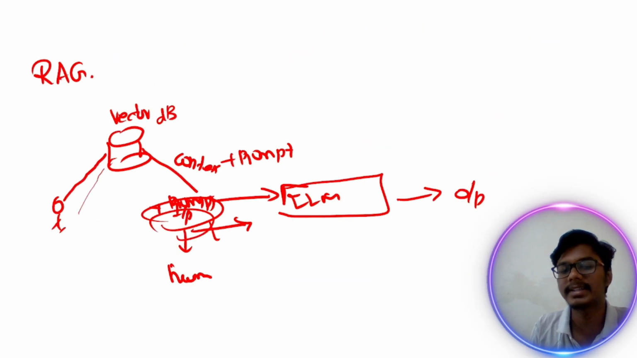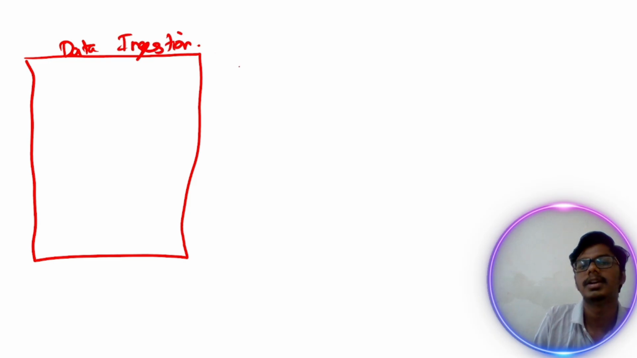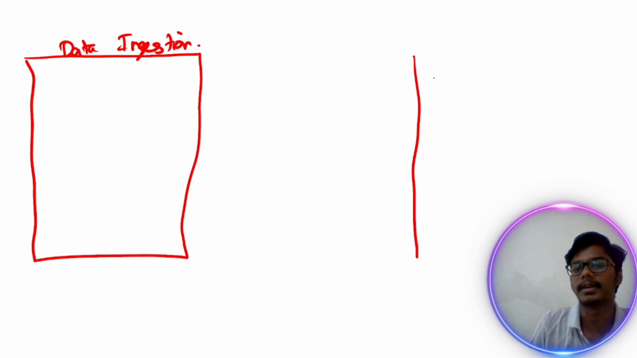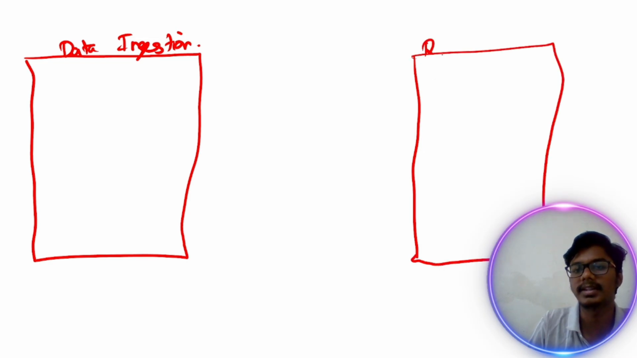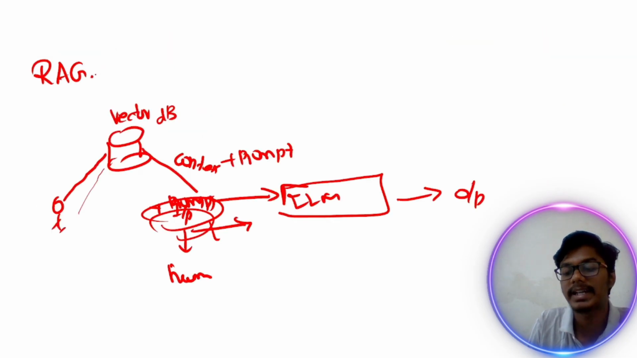So the main thing is all about the data ingestion pipeline, right? So in the data ingestion pipeline, let me draw this. This is the data ingestion pipeline. And again, this is the retrieval pipeline. So we are getting the output in the retrieval pipeline, right? Okay, fine. So in the data ingestion pipeline, we have discussed data parsing, right?